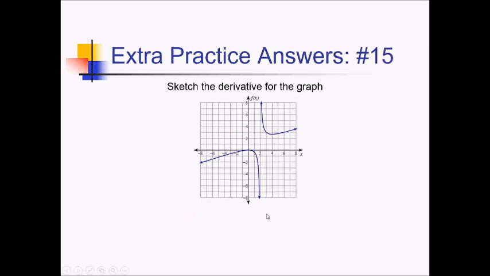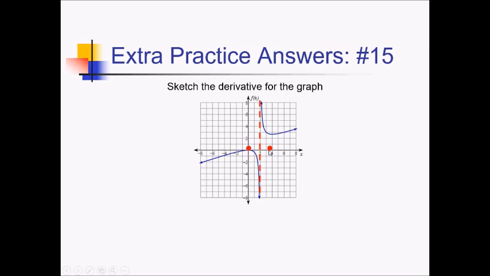To find the derivative of this graph, we'll start with some critical values. I notice the original has a vertical asymptote here at x equals 2. So the derivative will also have a vertical asymptote there. And I notice we've got some smooth turnarounds at about the origin and around, let's see, this looks like a little bit more than x equals 3. So the derivative is going to have x-intercepts at about those spots. So one right here, and another right about here. Let's make those a little bit more on the x-axis there.